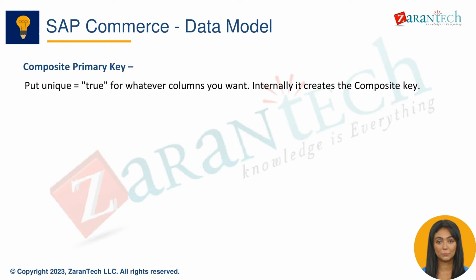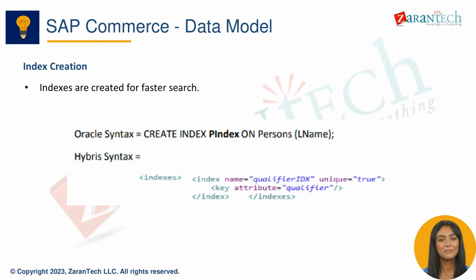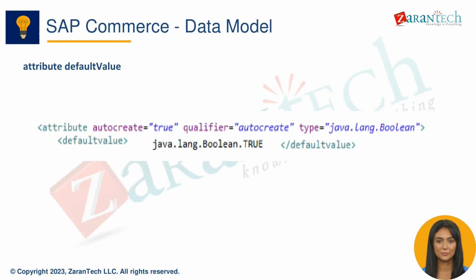We can define a composite primary key by setting unique equals true on multiple attributes. This will create a combined primary key index spanning those attributes. Indexes allow fast retrieval. Adding proper indexes is important for performance. We can define default values for attributes. This sets a default when the attribute is not specified.